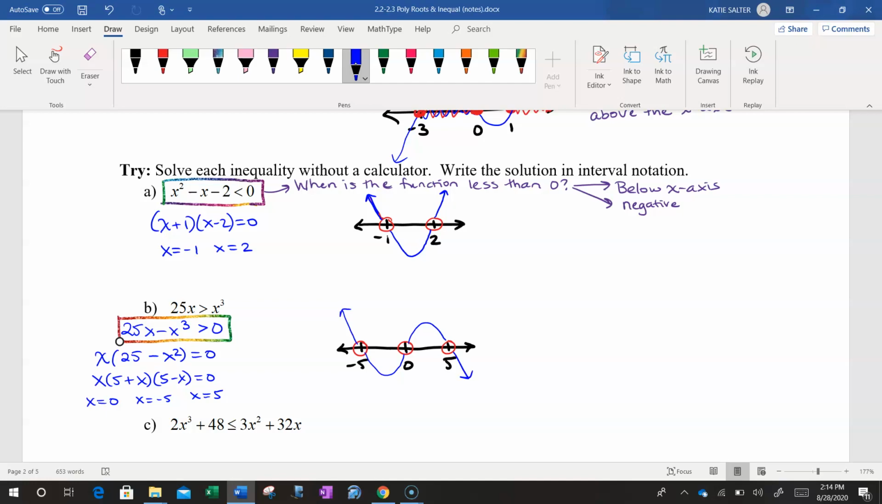If you had multiplied through by -1 and flipped it, you might have a different graph, but we should get the same answer. And so I want to know, when is this function greater than 0? That's when it's above the x-axis. So that's over here to the left of -5 and then here between 0 and 5. So my final answer here would be from -infinity to -5, parenthesis, in union with 0 to 5. Parentheses on the whole thing.